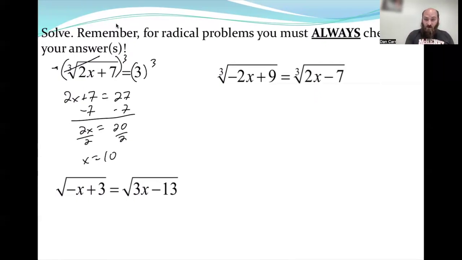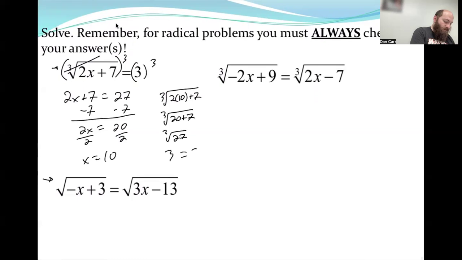With our radicals, especially when I look down here at the square root ones, it is important to double check your answers. So for example, here I want to do the cube root of 2 times 10 plus 7 is the cube root of 20 plus 7, which is the cube root of 27, which is a 3. And that's what I wanted over on this side. So this one checks out. We have a good answer here.